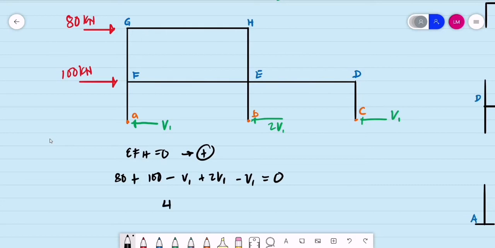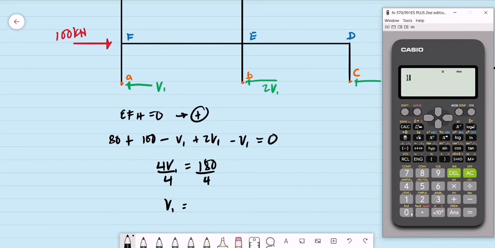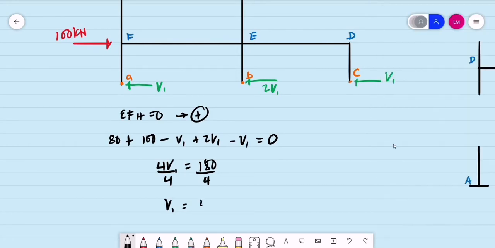So we have 4 V1 is equal to 180. And then dividing both sides of the equation by 4, we have the magnitude of the shear for exterior columns on the first level. That is 180 divided by 4. So it's equal to 45 kilonewtons. So for exterior columns, this is 45 kilonewtons. 45 kilonewtons. So what is twice of 45? Twice of 45 is equal to 90 kilonewtons.